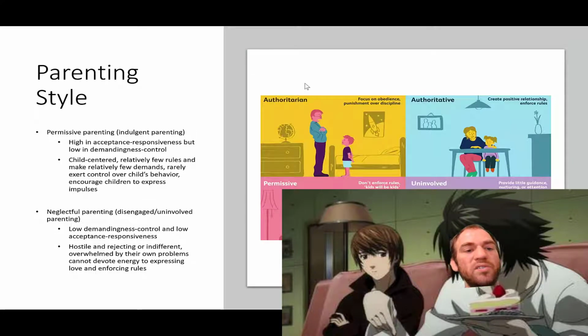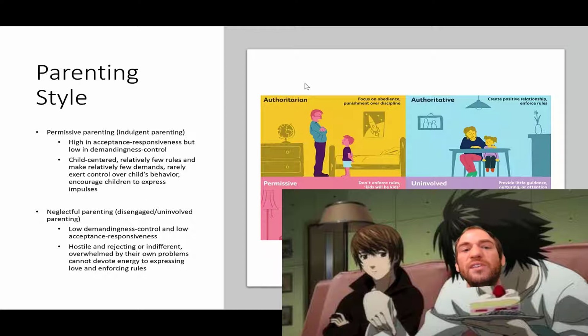Permissive parenting, also known as indulgent parenting: high in acceptance, responsiveness, but low in demandingness, control. They're child-centered, there are relatively few rules, and they make relatively few demands. Rarely exert control over a child's behaviors. Encourage children to express impulses. Neglectful parenting, also known as disengaged or uninvolved parenting: low demandingness, control, and low acceptance, responsiveness. Hostile and rejecting or indifferent, overwhelmed by their own problems, cannot devote energy to expressing love or enforcing rules.